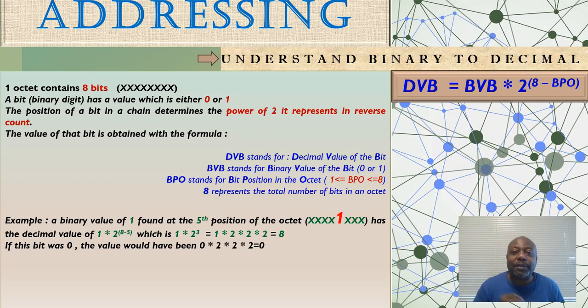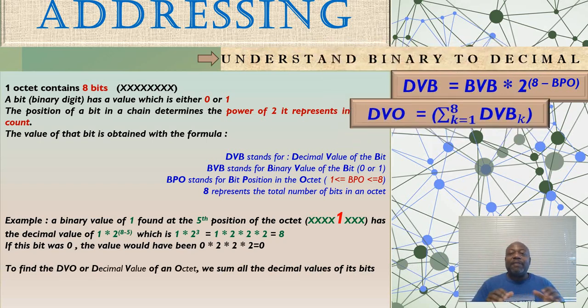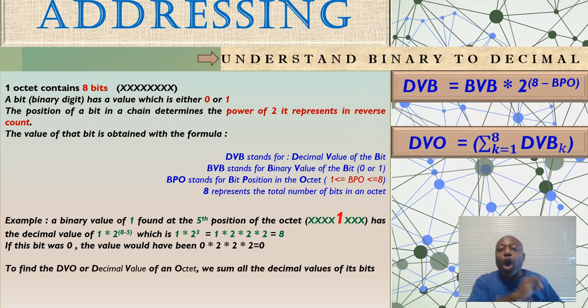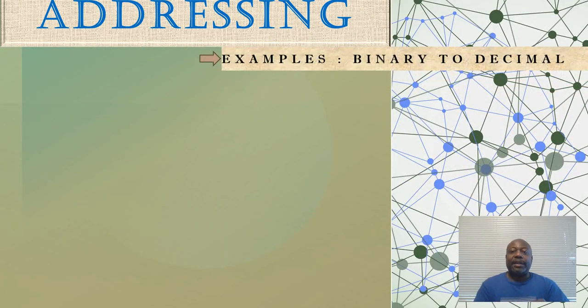And we have to determine the decimal value of each bit in the octet so that we can sum all these values and get the decimal value of the entire octet. So that decimal value is going to be the sum of all the decimal values of the bits that make that octet. It's very simple. Let us take an example to make this easier, again, a real example.